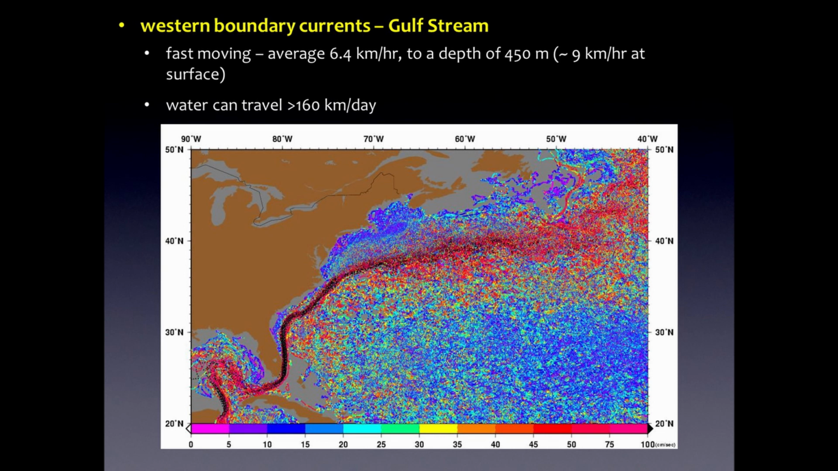Water can travel greater than 160 kilometers a day, so you can have the movement of water over great distances within the Gulf Stream and any other western boundary current. Here's another image, once again colored. This one's based on speeds, and you can see the quickest speeds do occur within the Gulf Stream.